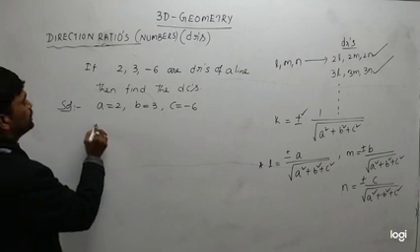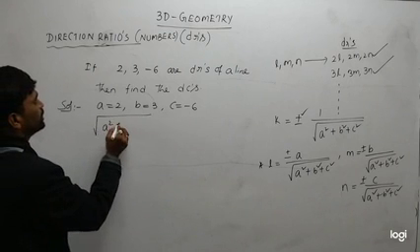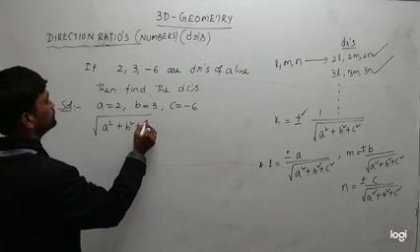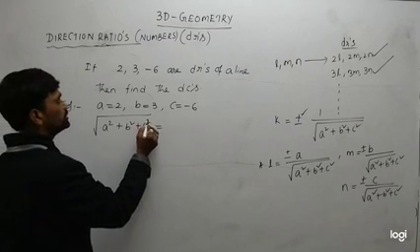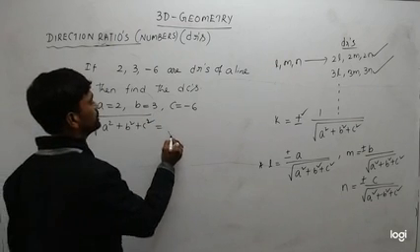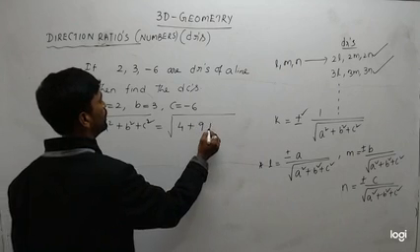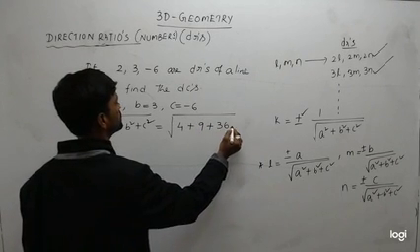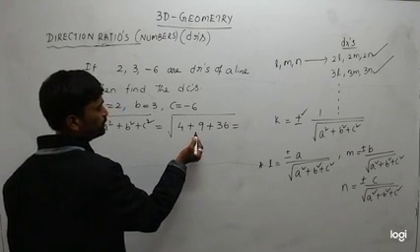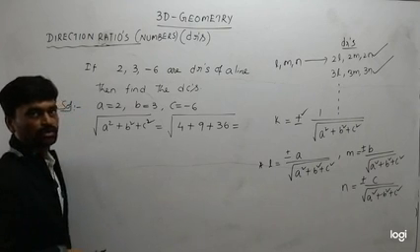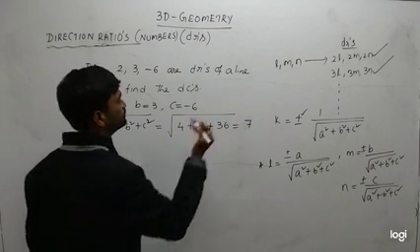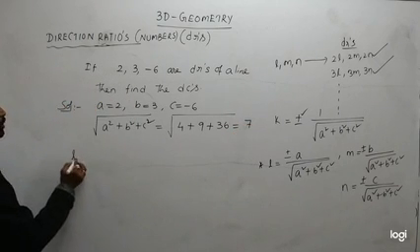First you calculate root over A square plus B square plus C square. So that is root over A square is how much? 4, B square 9, C square minus 6 whole square is 36. So 36 plus 9, 45, 45 plus 4, 49. Root 49 is how much? 7. So thus L value becomes what?